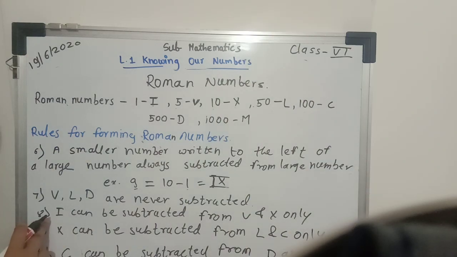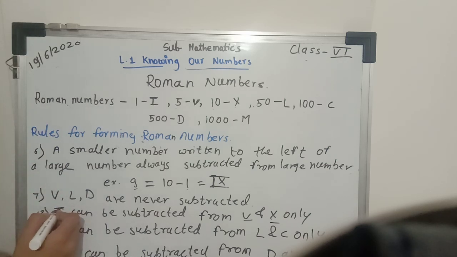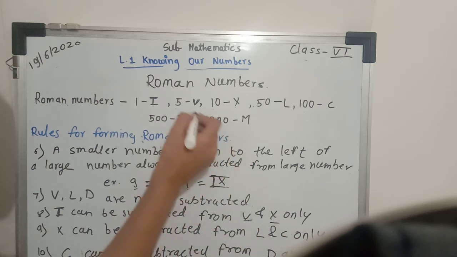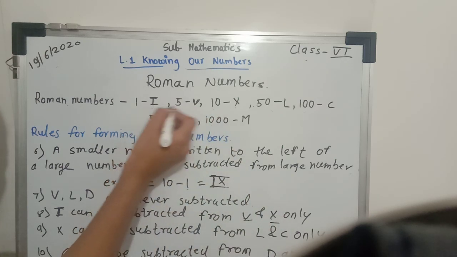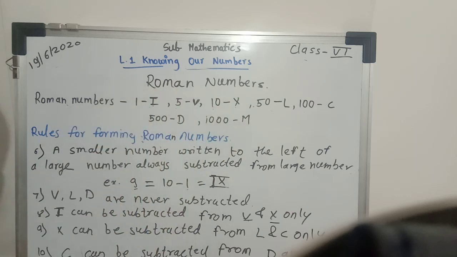Now here the 8th rule is capital I. Capital I we can subtract only from V and X. So we have to remember, when you are forming any number where you have to do the subtraction and where you have to use the I, we can subtract the capital I from only capital V and capital X. Capital V stands for 5 and X for 10. So you can subtract 1 from 5 or from 10.